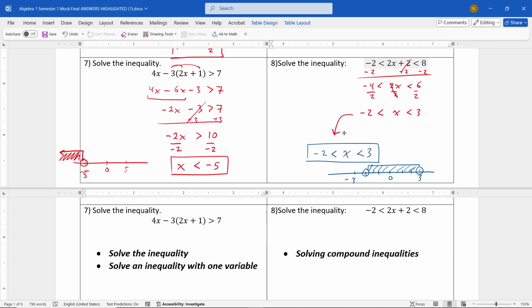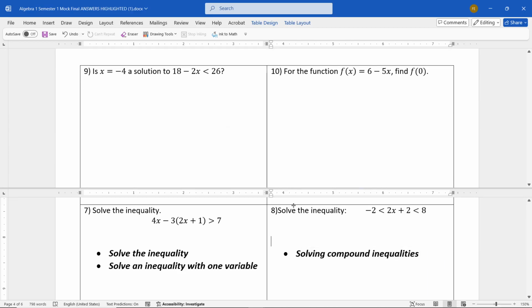That gave us the same thing we had here, and the graph would be the same as well. So to practice more, you want to search up solving compound inequalities on YouTube, and you'll have more practice problems. All right, number 9.